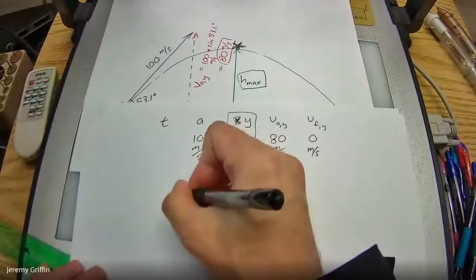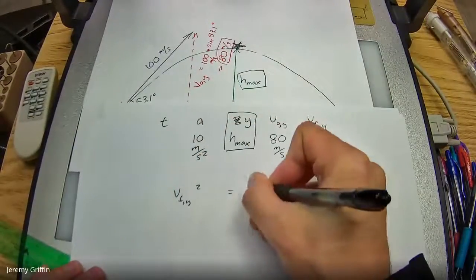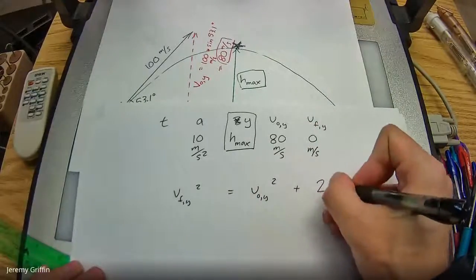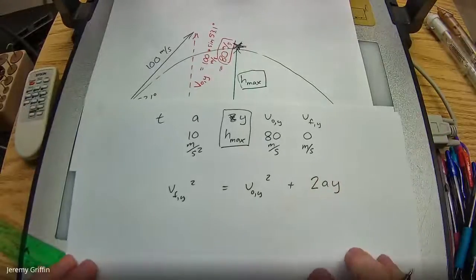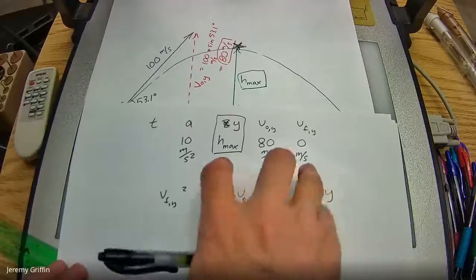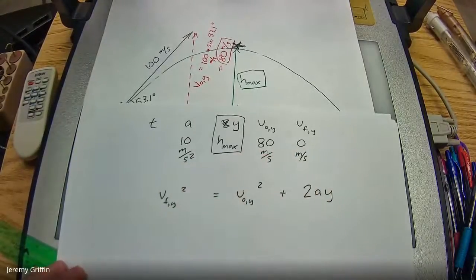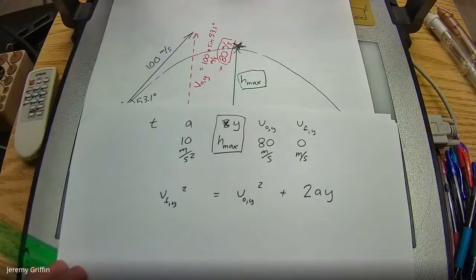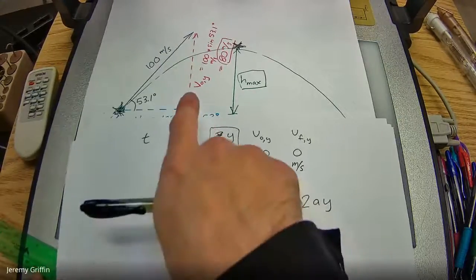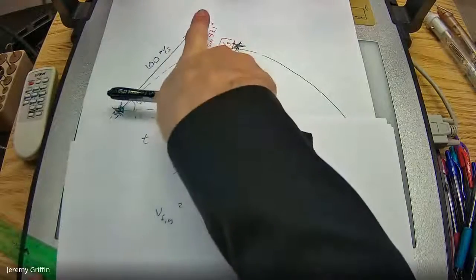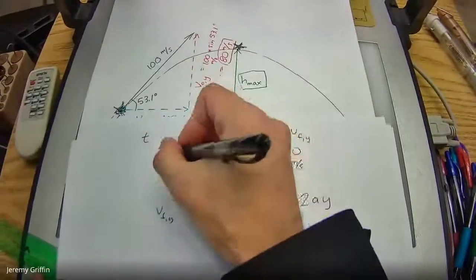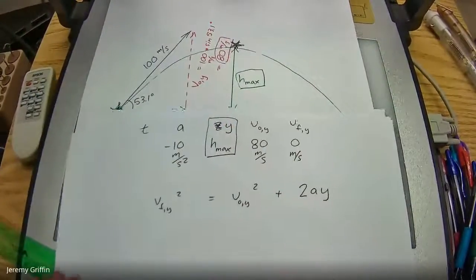Good problem. Final velocity in the y direction squared equals initial velocity in the y direction squared plus 2ay. Now I've got to be careful with my numbers. One of these 3 numbers is not exactly correct. Which way is this cannonball being blasted? Up. Which way is gravity pulling? Down. Somebody's got to be negative. Throw the negative there.